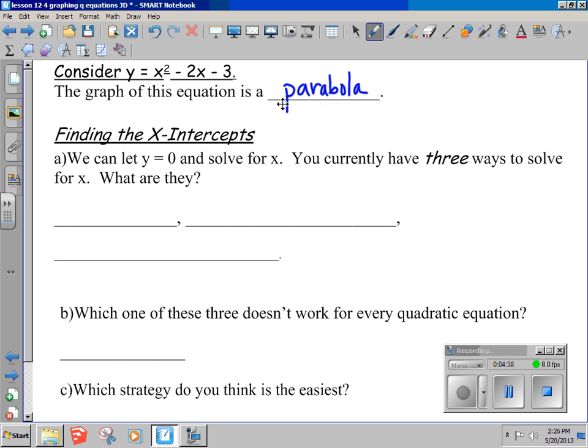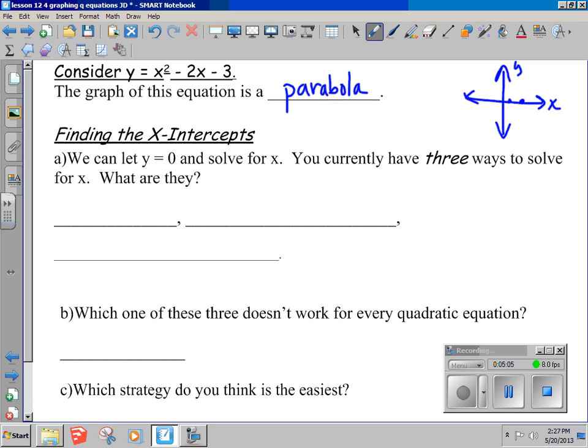Yes, Mark? Why is it on the x? I don't understand. This is the x-axis. This is the y-axis. We're looking for the x-intercepts, points on the graph where it crosses the x-axis. What do we know about y there? Y is 0. So to find the x-intercepts, we can use the fact that y equals 0 there, right?